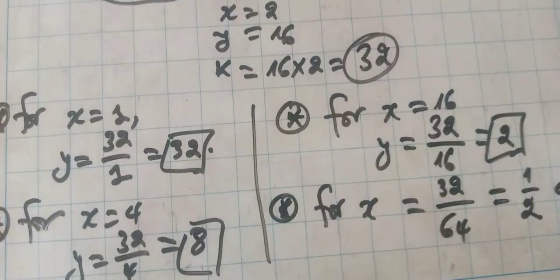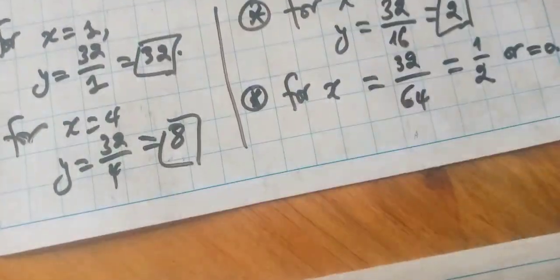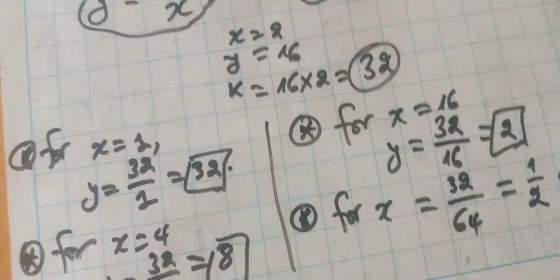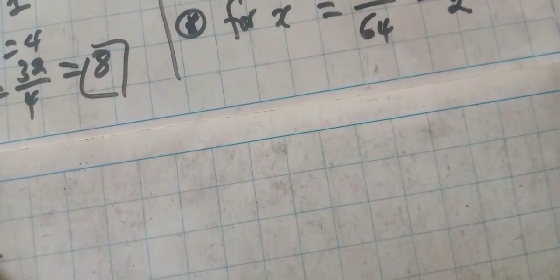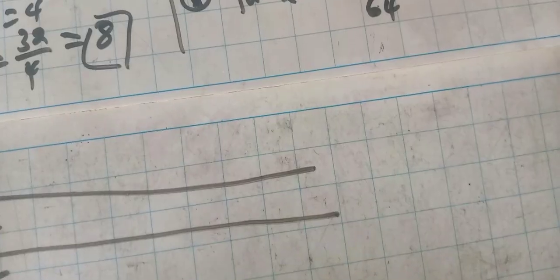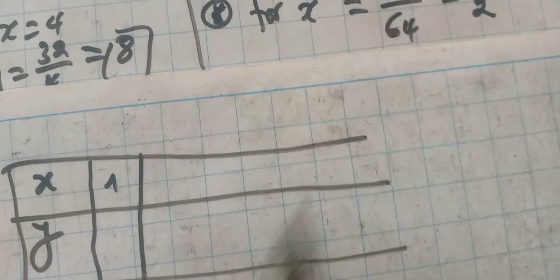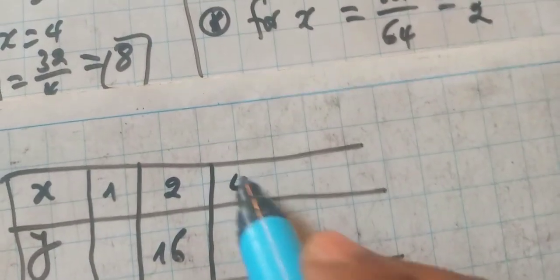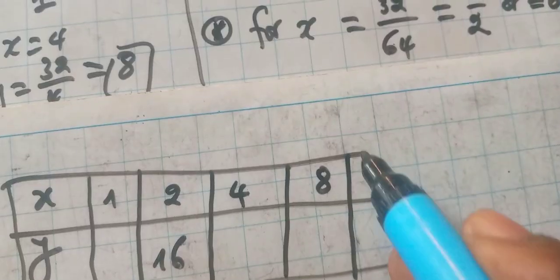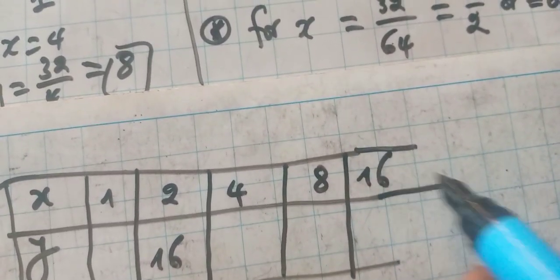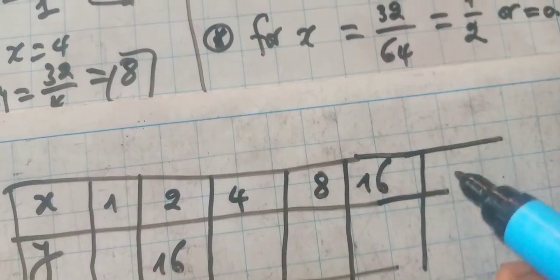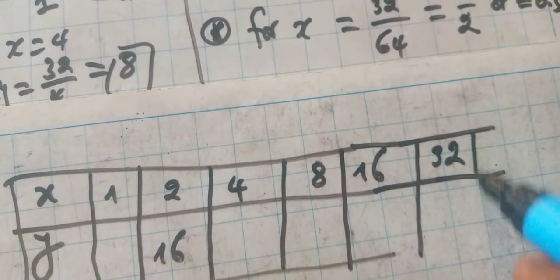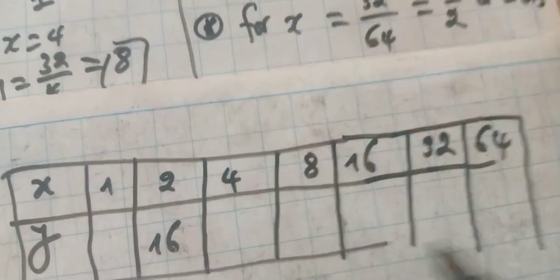So when we try to copy the table we have here. Here we have x, here we have y. You see? Here we have 1. Here we have 2. Here we have 16 here. Here we have 4. Here we have 8. Here we have 16. Here we have 32. Here we have 64.